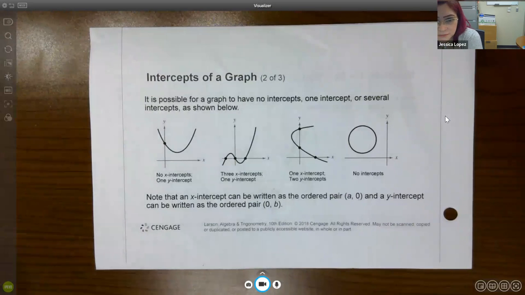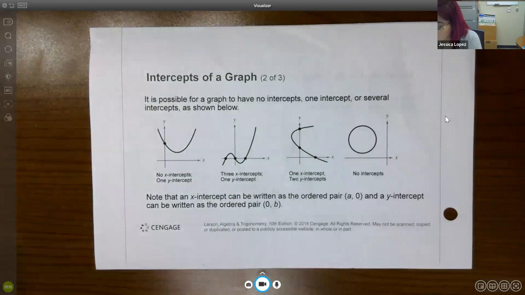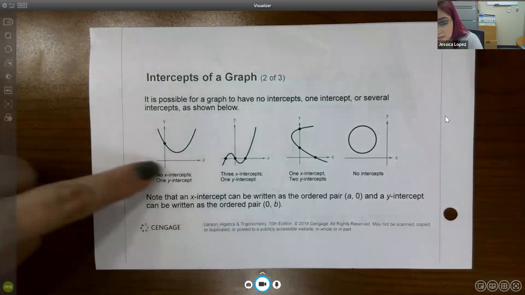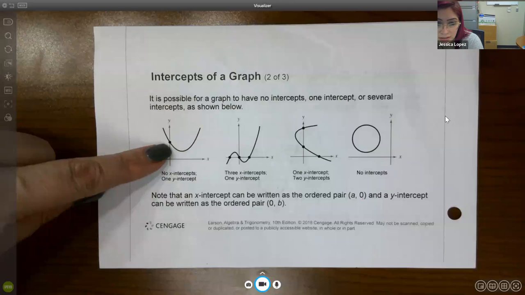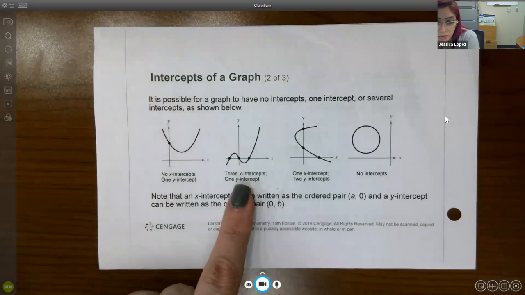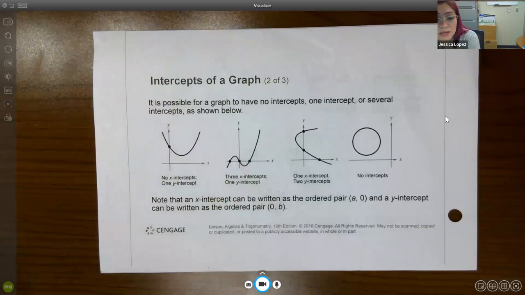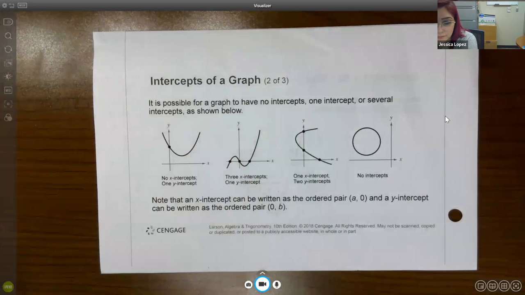Is it possible for a graph to have no intercepts? They could have 1 intercept, 2 intercepts, or several intercepts, okay? For instance, this graph has no x-intercepts because it does not touch the x-axis, but it has 1 y-intercept because it touches the y-axis 1 time, okay? Whereas this graph has 3 places that it touches the x-axis. So it has 3 x-intercepts. However, it only touches the y-axis once, right there at the origin.